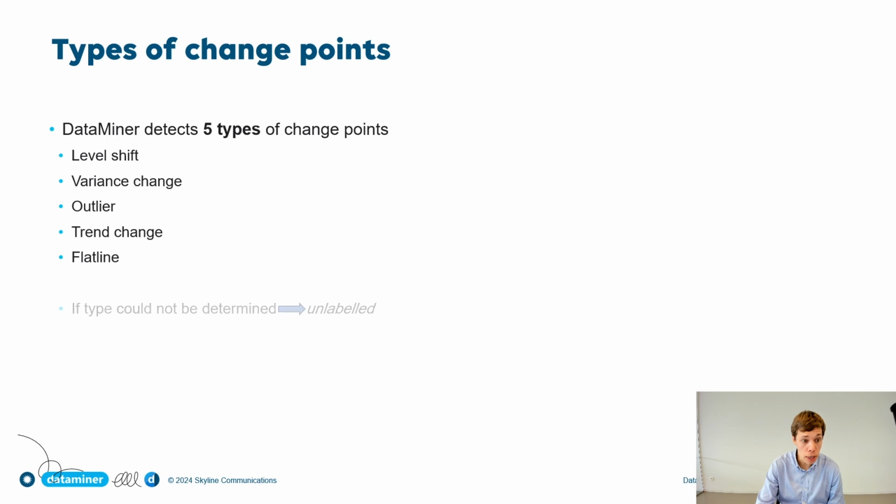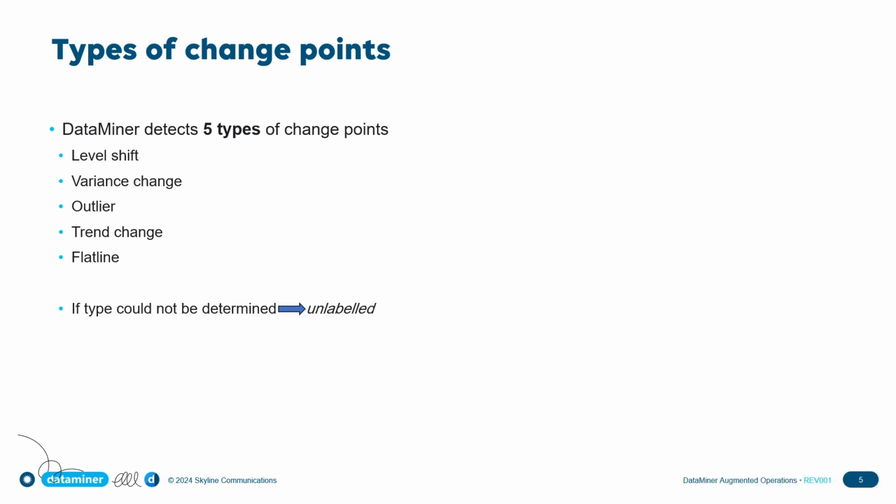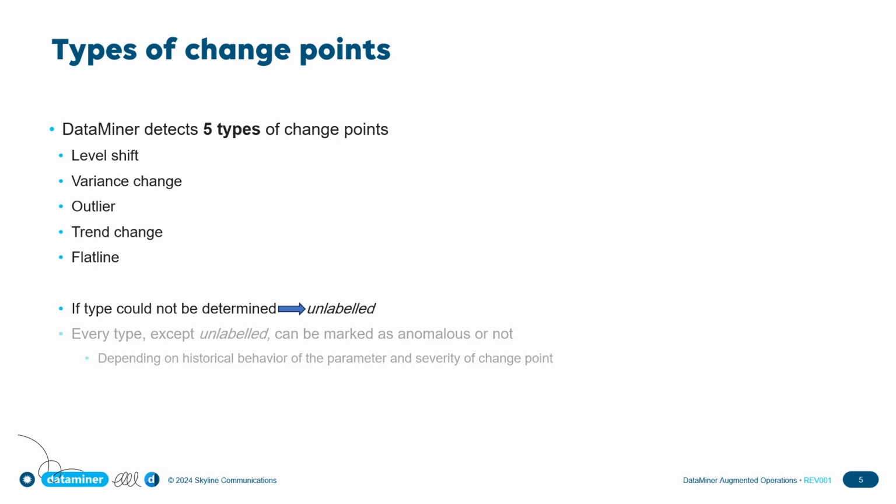Now, if DataMiner detects a change in behavior but could not categorize it as one of these 5 types, it will call it an unlabeled change point. Remember from the kata that a change point can be marked as anomalous or not, depending on how weird DataMiner considers the behavior to be. Each of these 5 types of change points, except the unlabeled one, can be marked as anomalous. And this depends on the historical behavior of the parameter and how severe the change point is.